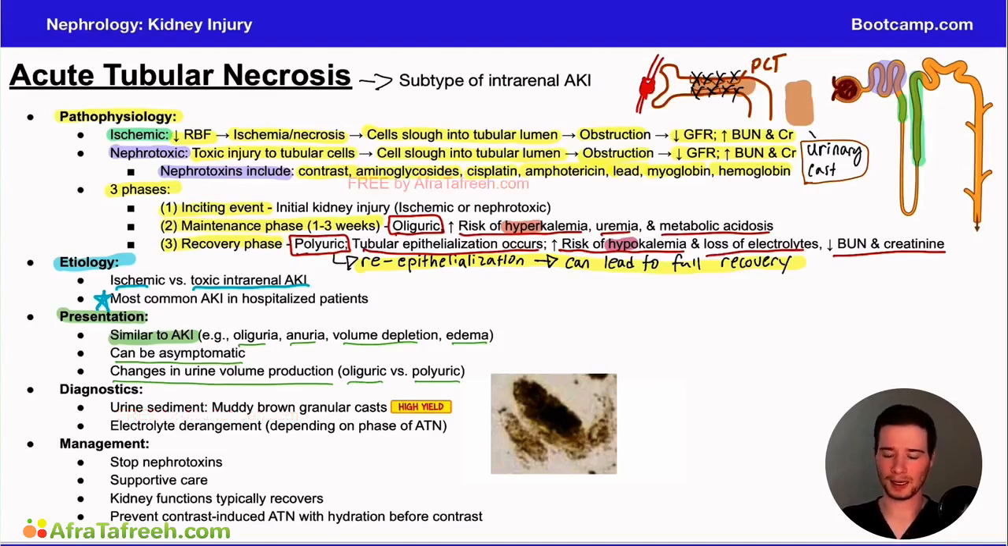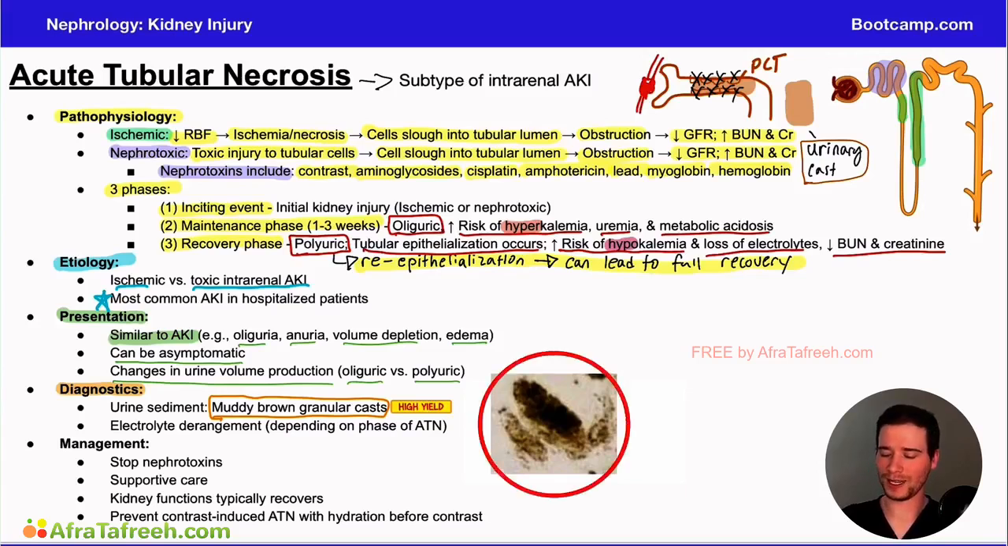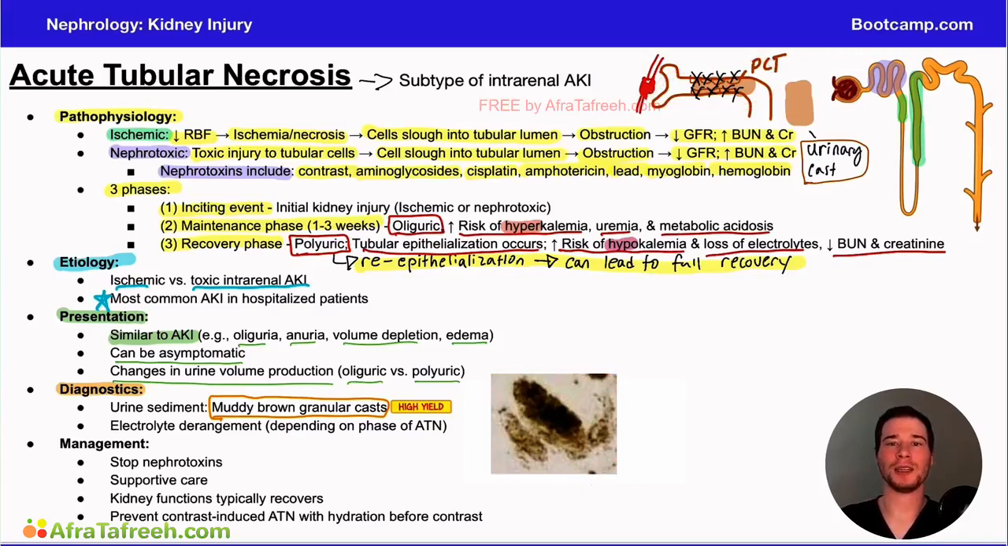When we talk about the diagnostics here, I really want you to remember what's fairly pathognomonic for acute tubular necrosis as far as board questions go, and this is the muddy brown granular cast, super high yield. If they mention any kind of muddy brown cast in the urine, that's the first thing I want you to think of. Here's an image of it over here, and the reason is because they're basically telling you that the patient has had a urinary obstruction that is now presenting in the urine sediment.